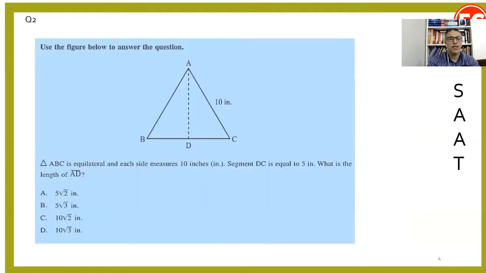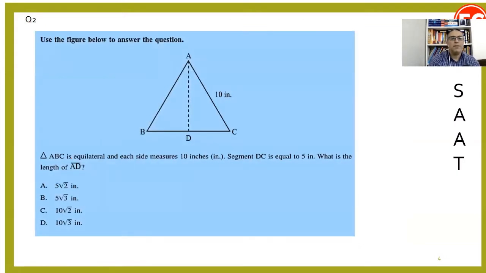Second example. In the opposite figure, ABC is an equilateral triangle, which means all sides are equal, and each angle is equal to 60 degrees. Segment DC is equal to 5 inches. So since this is 5, this is 5. What is the length of AD?